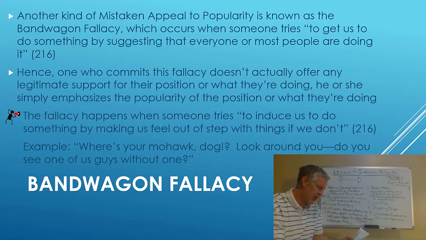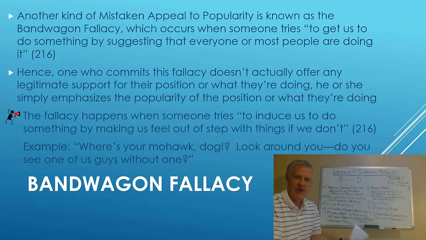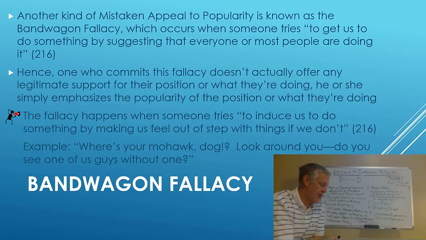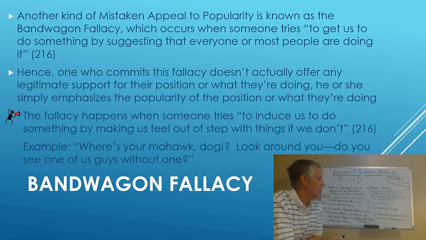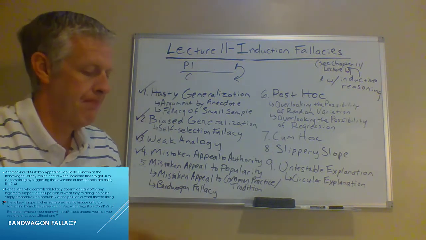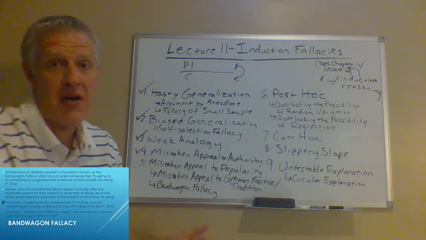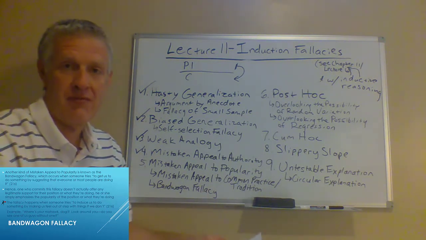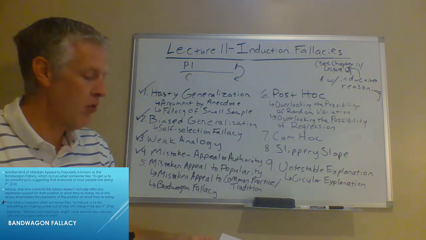Quoting page 216 towards the bottom of slide 9, the fallacy happens when someone tries, quote, to induce us to do something by making us feel out of step with things if we don't, end quote. Reminds me a lot of the peer pressure fallacy too, right? So my example at the bottom: where's your mohawk, dog? Look around you. Do you see one of us guys without one? The idea is you should have a mohawk. Why? Because everyone else has a mohawk. Well, just because everyone else has a mohawk doesn't mean you should necessarily have one, right? So if someone implied that, they'd be guilty, as is the case here at the bottom, of the bandwagon fallacy.